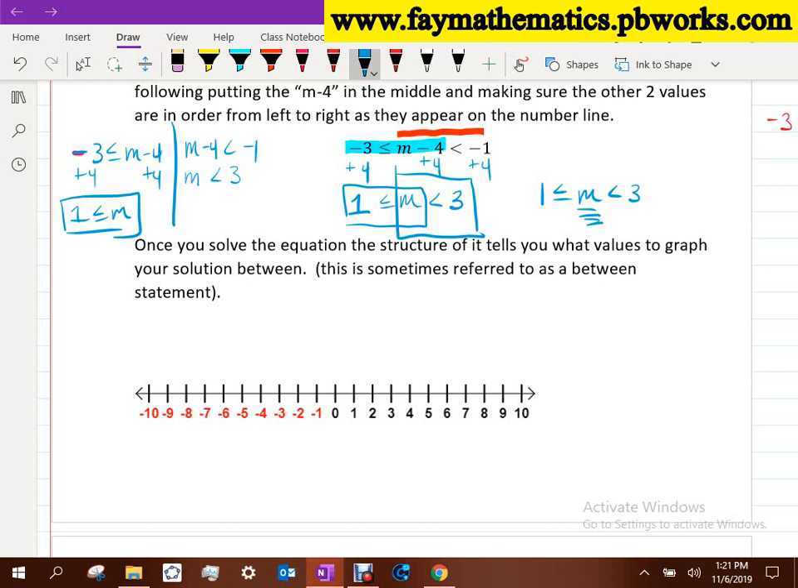Right? You got 3 things up there, 1, m, and 3, and m is in the middle, right? And m is our solution. So 1 needs to be one of our endpoints of our solution here. 3 is the other endpoint. And this graph is too small for me. Let's do this.